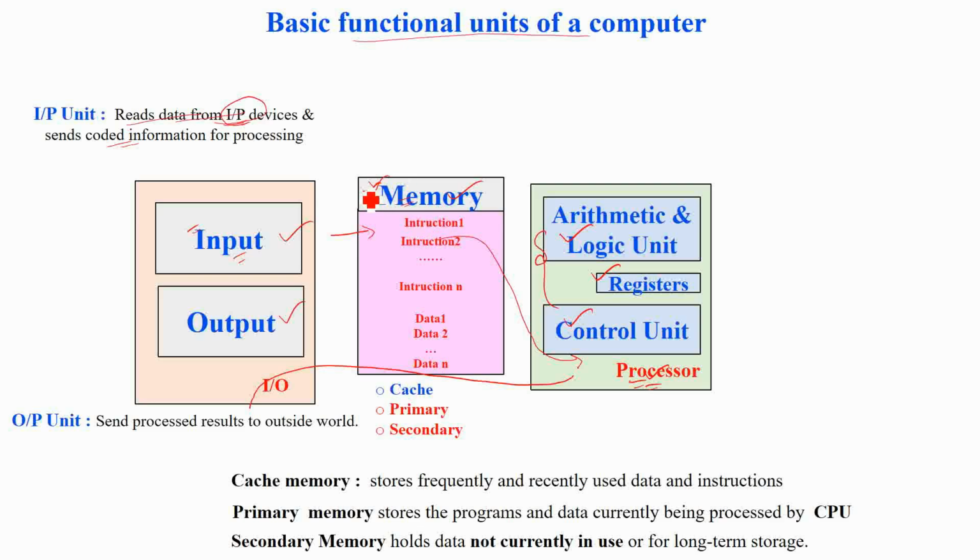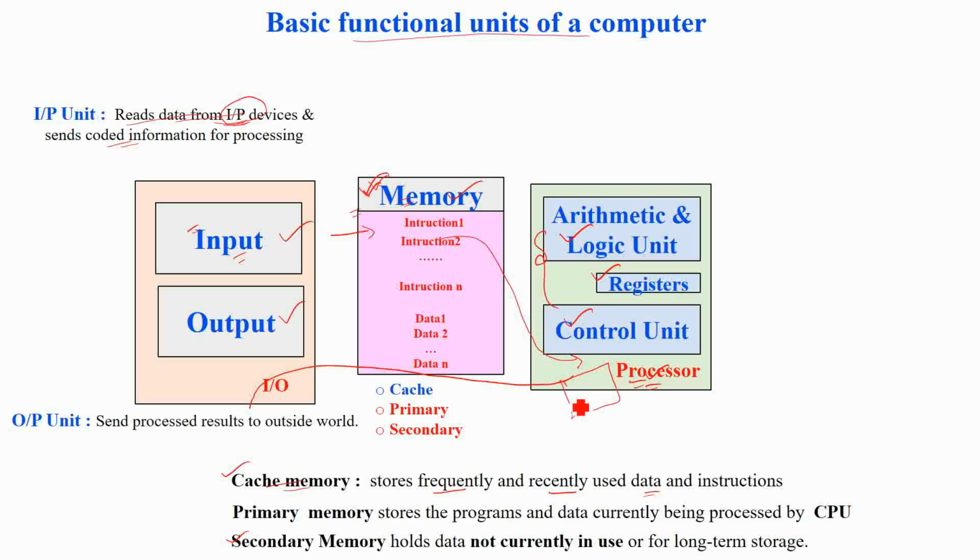However, main memory is the primary memory, one of the important memories. In addition to main memory, there are other types of memory also available. They are cache memory and secondary memory. Cache memory is used to store frequently and recently used data and instructions, which is smaller in size and faster in access. It provides faster access speed, I mean better than main memory.